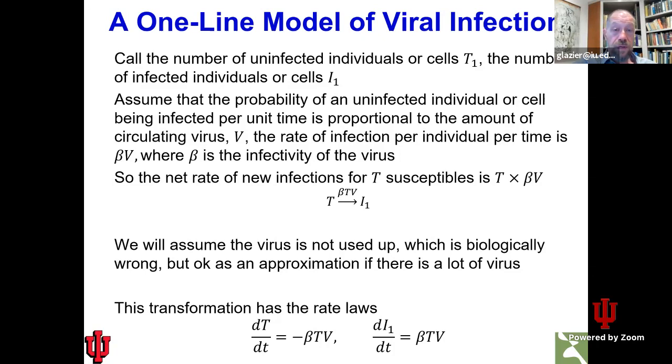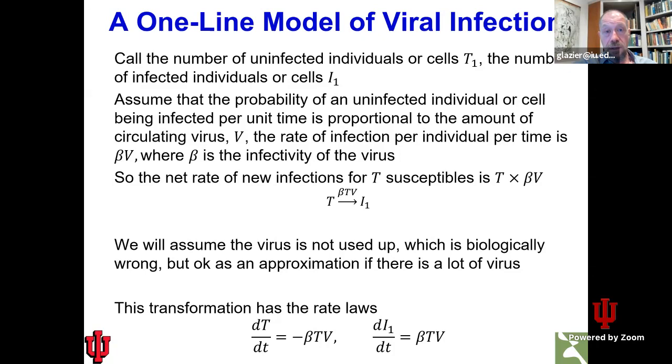And so now I know my rate law. T goes to I1 at a rate beta times T times V. Notice beta and V are parameters. T is a variable. This actually makes some sense if I think about it. If I had no virus, I shouldn't be getting infected. So this rate is 0 if there's no virus. And if I have no people to infect, if T is 0, then the rate of new infections is 0 too.